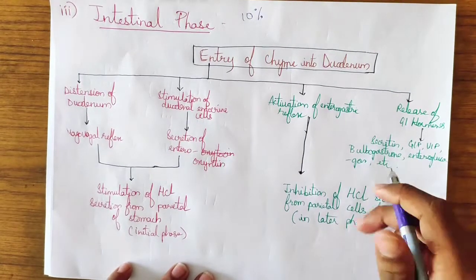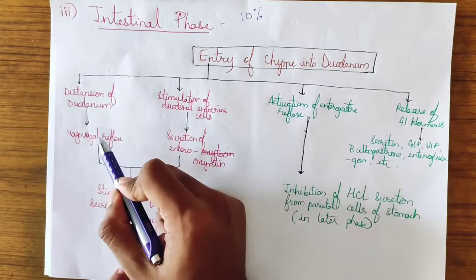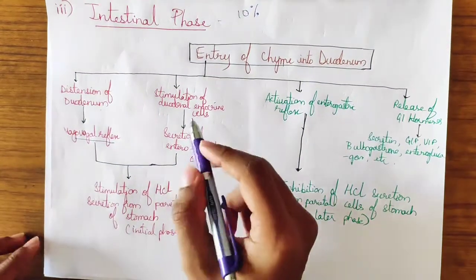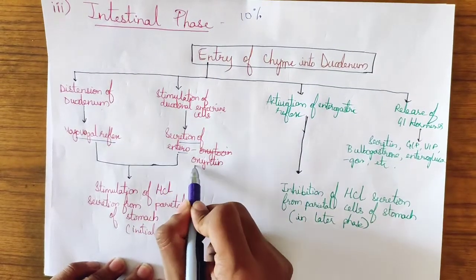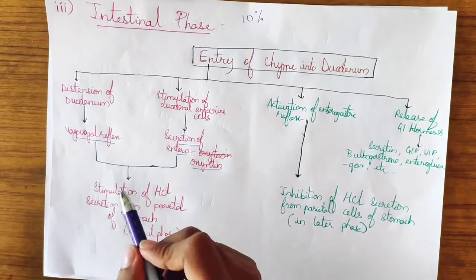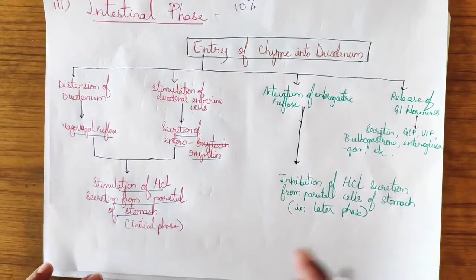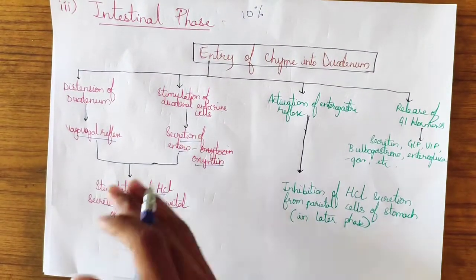Which I have written in red are the stimulating factors, and which I have written in green are the inhibiting factors. So among the stimulating factors, there is distension of the duodenum, which stimulates the vagovagal reflex, which I talked about now. Then there is stimulation of duodenal endocrine cells, which secrete enteroxyntin. So this results in the stimulation of the HCl secretion from the parietal cells of the stomach. This is the initial phase of the intestinal phase. This is the stimulating phase.